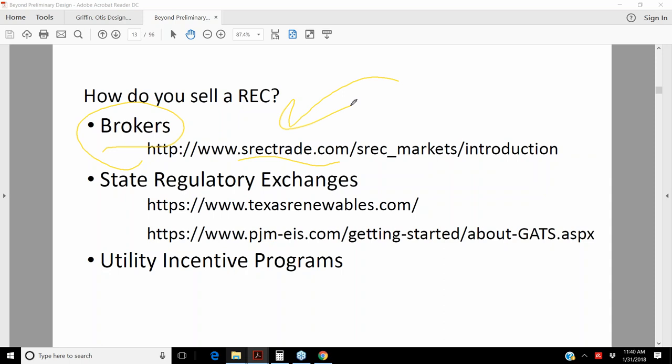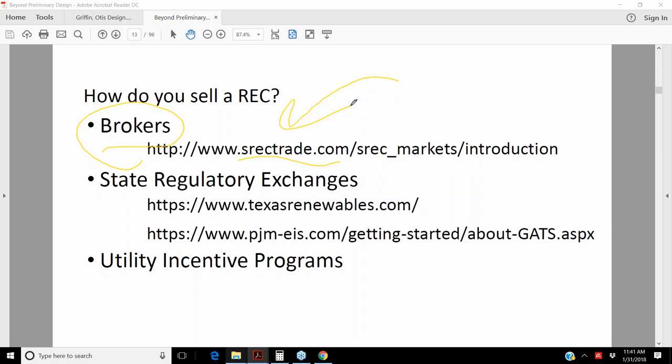Now, Texas is a market where the solar renewable energy credits are not valuable. So the question would be, what if I want to sell a REC in Texas? Let's say I found a buyer for my RECs. I've done all my homework. I have my green power generators. I have the buyers who want to buy the RECs. How would I do that?